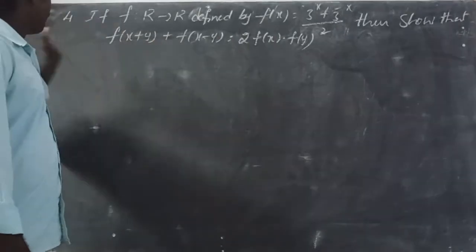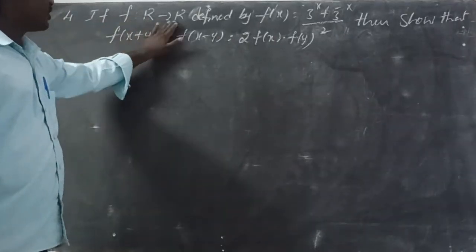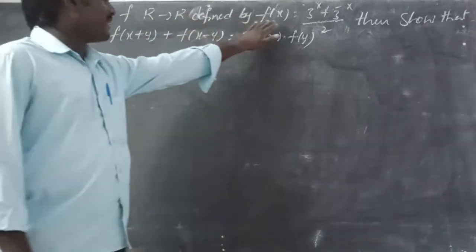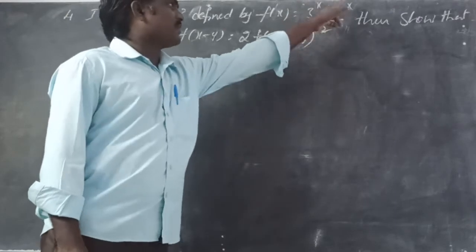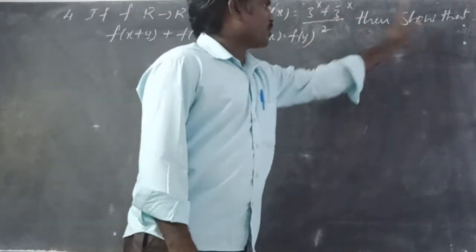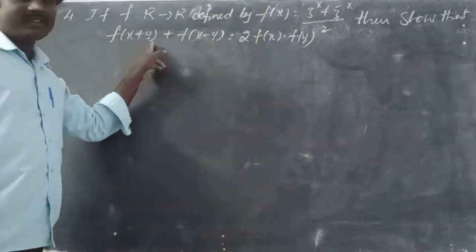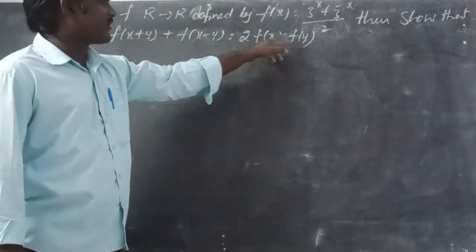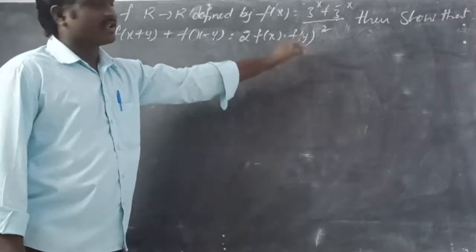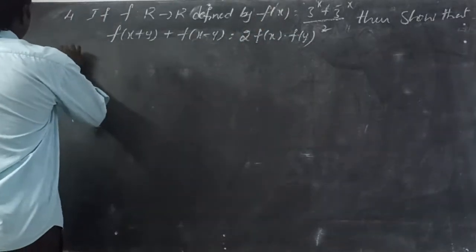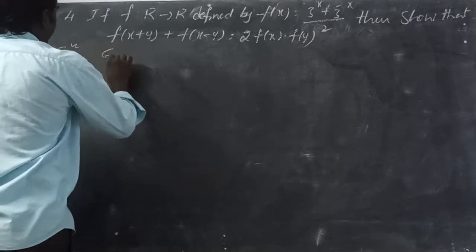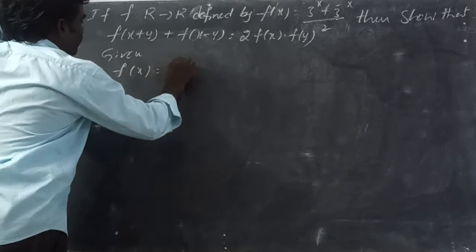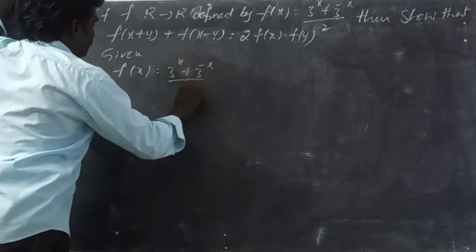Okay, so fourth problem. If f from R to R, domain is R, codomain is R, defined by f of x is equal to (3 power x plus 3 power minus x) by 2, then show that f of (x plus y) plus f of (x minus y) is equal to 2 into f of x into f of y. Okay, so here, given f of x is equal to (3 power x plus 3 power minus x) by 2.